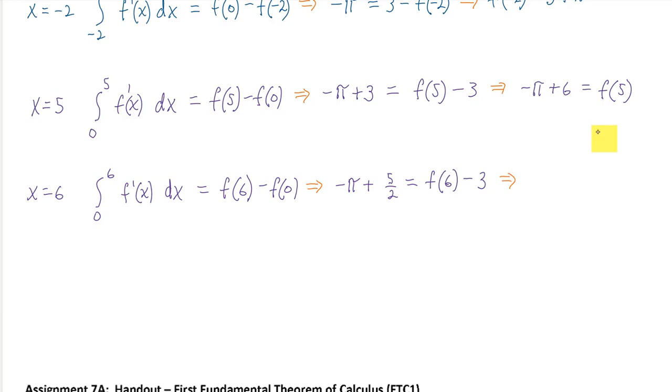So I'm going to go ahead and add 3 again. 3 plus 2.5 is 5.5. So this is negative pi, and you could just say plus 5.5 if that's easier. It's not a big deal. And that's equal to f of 6.